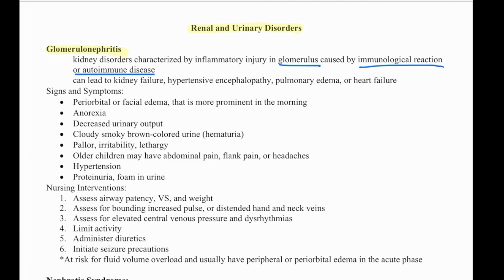Signs and symptoms. These are important to know. So, periorbital or facial edema that is more prominent in the morning. So that again is a very specific sign. Anorexia, decreased urine output, cloudy, smoky, brown-colored urine. This is another key sign. Pallor, irritability, lethargy. Older children may have abdominal pain, flank pain, or headaches, hypertension, proteinuria, or foam in the urine. So again, another key sign.